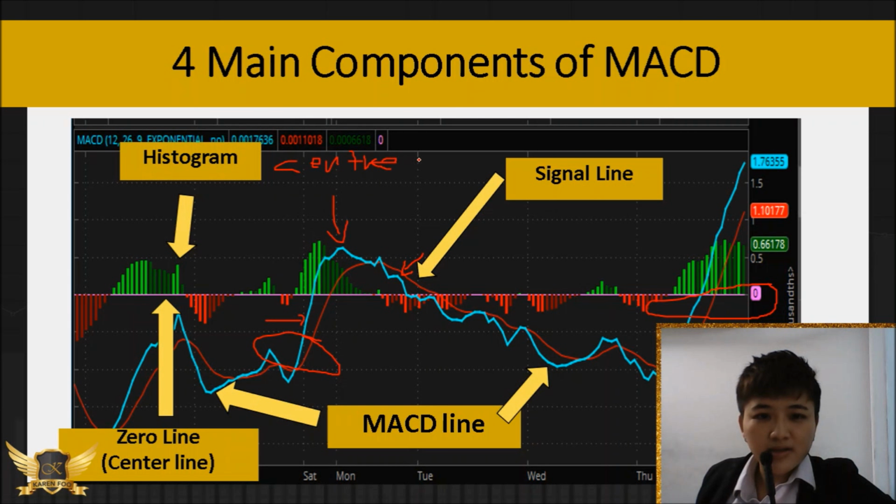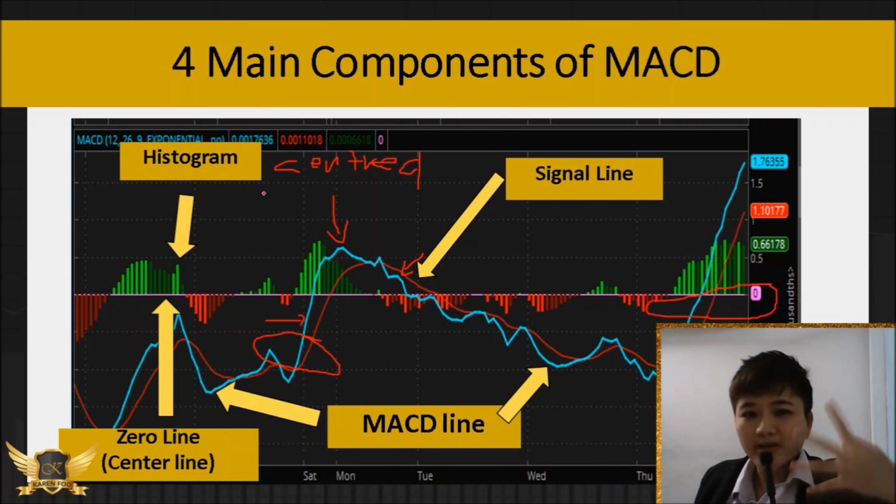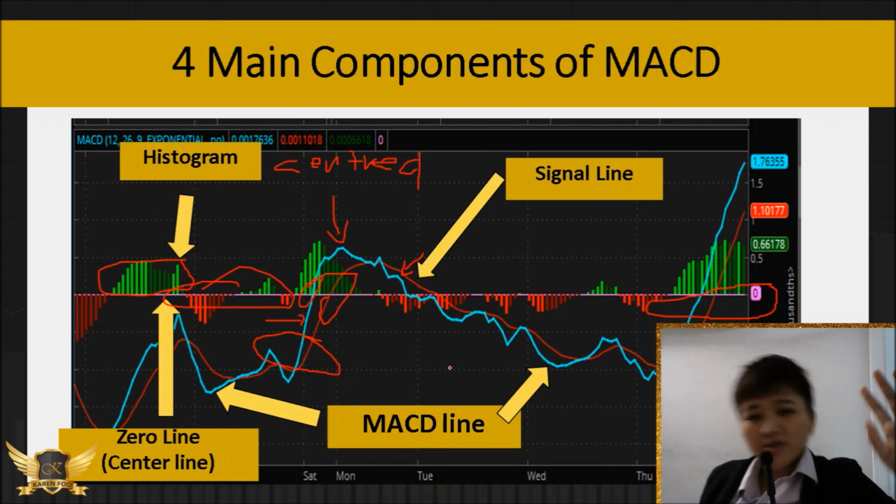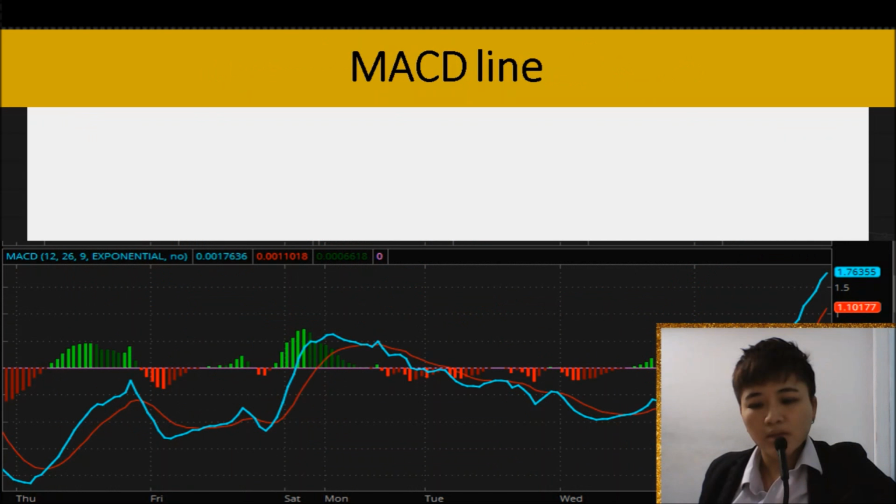A centered oscillator, okay? So again, a little bit of recap, four things. The vertical bar chart, which is the histogram, the blue line, which is your MACD line, the red line, which is your signal line, and then the middle line, which is your zero or center line.